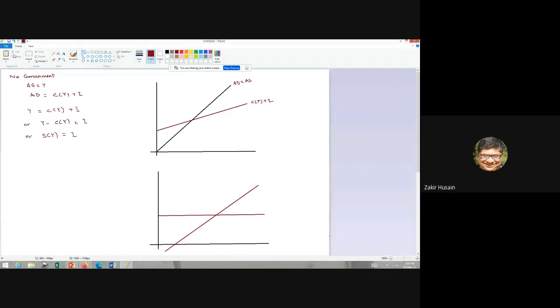So if you use the investment-savings approach, this is S(Y) and this is I bar. So this is the equilibrium Y in both cases. Is it clear? Now let us introduce the government sector. How does the Keynesian model change?